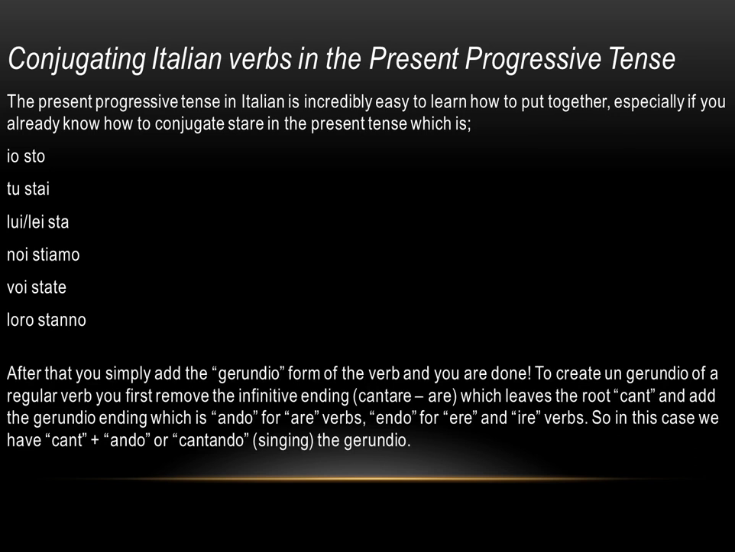To create un gerundio of a regular verb, you must first remove the infinitive ending, cantare minus are, which leaves the root cant, and add the gerundio ending, which is ando for are verbs, endo for ere verbs, and ire verbs. So in this case, we have cant plus ando, or cantando, singing, the gerundio.